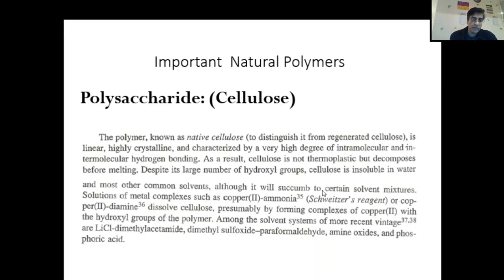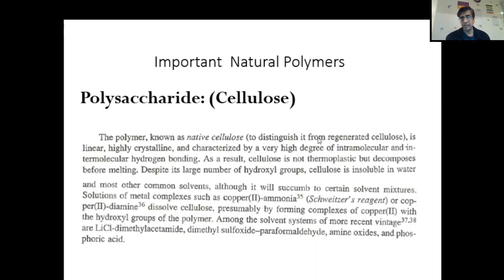But there are some solvents in which it can surrender and become soluble, mostly copper(II) ammonia compound, which is also called Schweitzer reagent, and copper(II) diamine. These are the solvents which we can use to dissolve cellulose. We can also use some other solvents, whose names are mentioned here, which are used nowadays to dissolve cellulose. But once you use cellulose in alkali like sodium hydroxide, then instead of dissolving it just swells. That is the process. When it undergoes swelling, then regenerated cellulose can be produced from there.